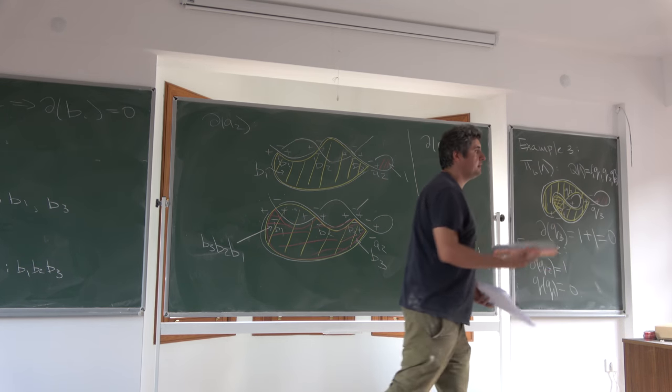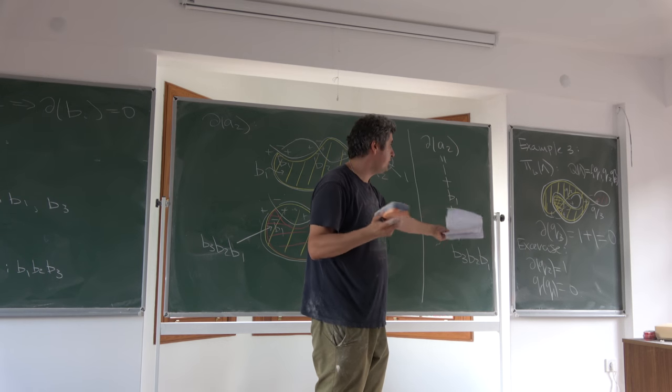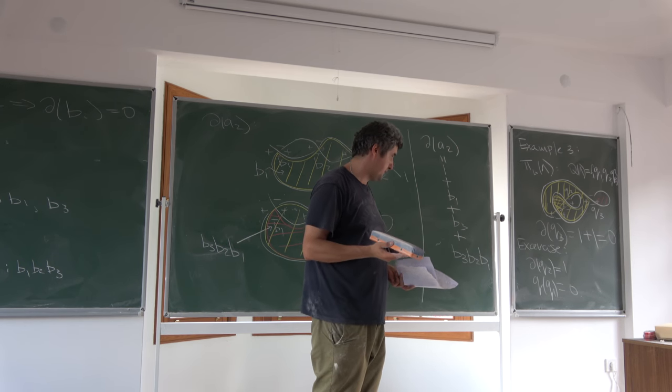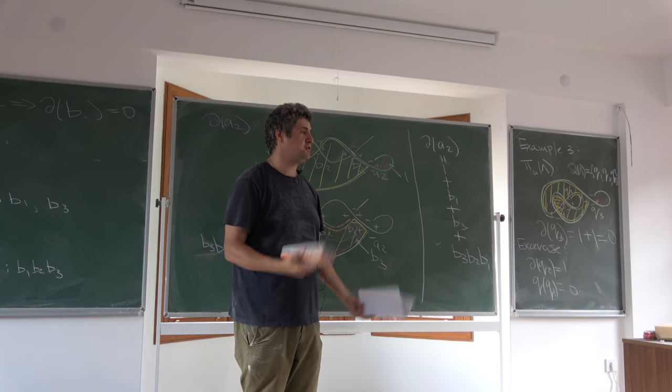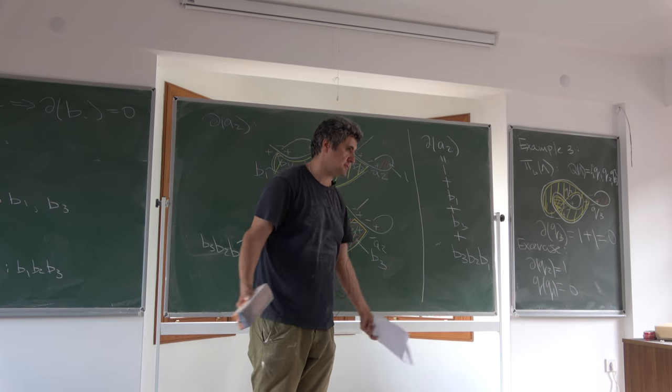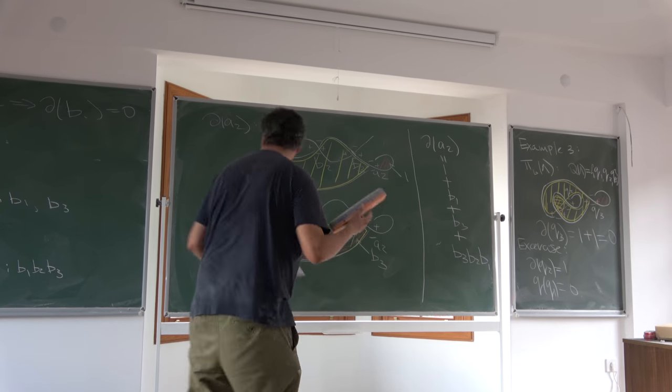Okay, so today we see this combinatorial version of the Chekanov-Eliashberg algebra. And now, why is this algebra interesting? What did Chekanov prove about this algebra?